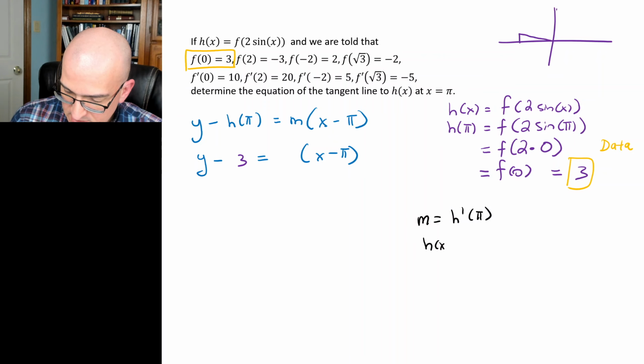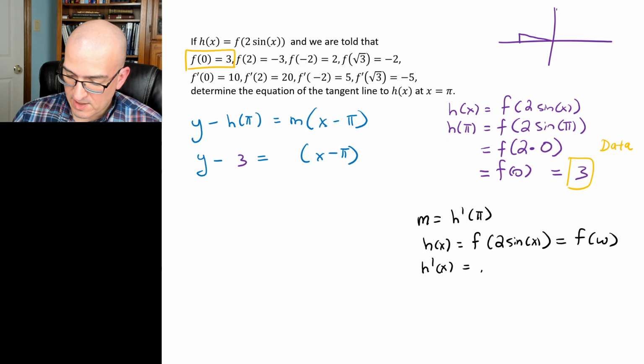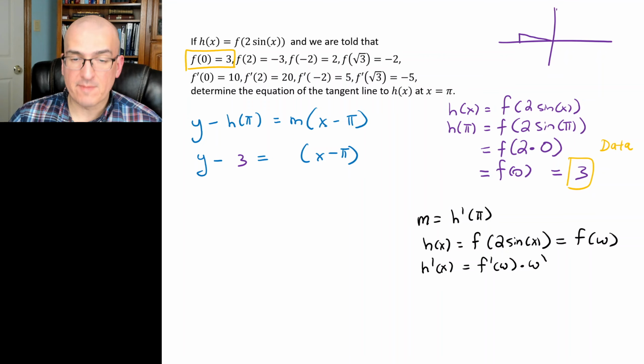So h of x is f of 2 sine of x. I'm going to rewrite that as f of w. And we have to use our general form of the chain rule. H prime of x is f prime of w times w prime.